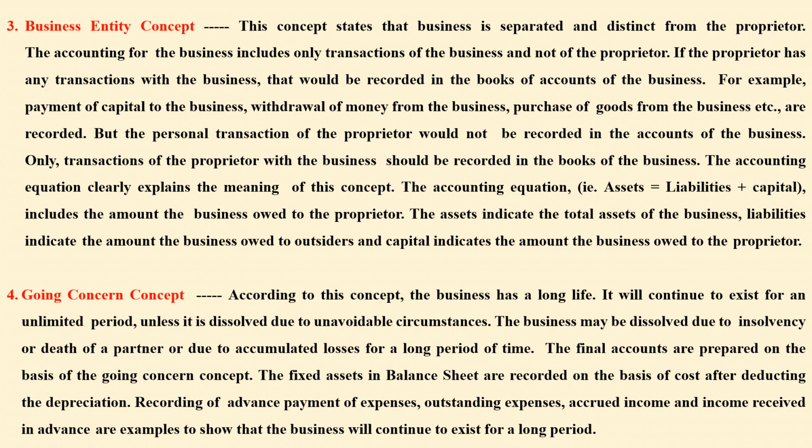And when the businessman is withdrawing cash, that will be treated in drawings account. Like that, when the businessman is purchasing goods from the business, that will also be debited in the drawings account. Capital means credited, credit for the business. The accounting equation is assets equal to liabilities plus capital. Liabilities means amount to be paid by the company to outsiders. Capital means for the owners.